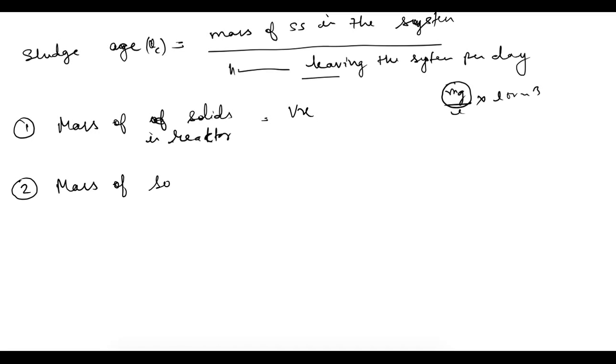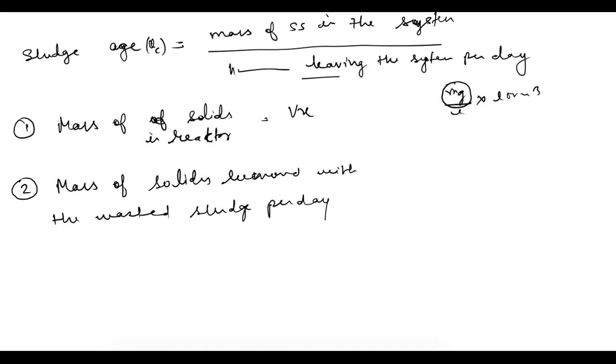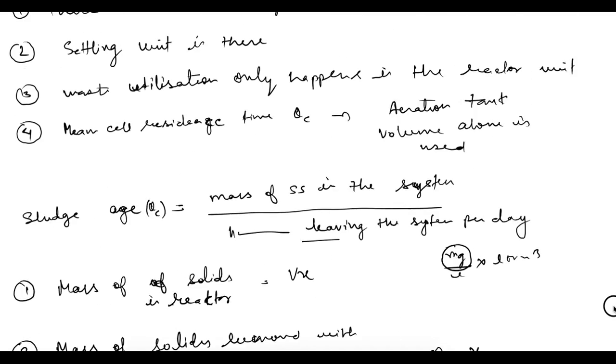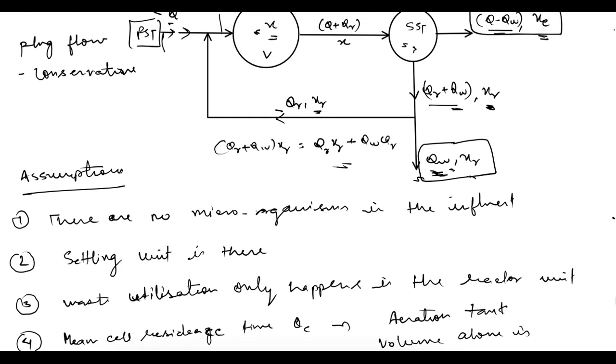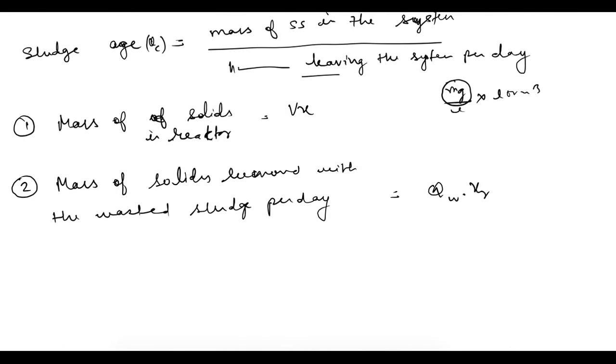So mass of solids removed with the wasted sludge per day. So that would be how much? The flow of wasted sludge is QW, and the concentration of solids is XR, that we just saw here. So that is your mass of solids removed with the wasted sludge per day.